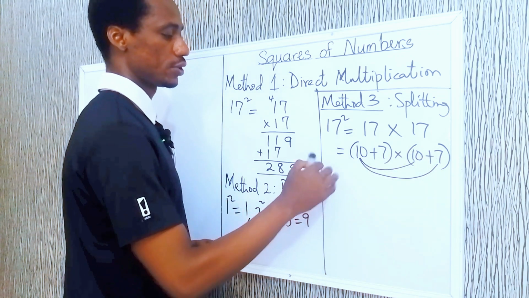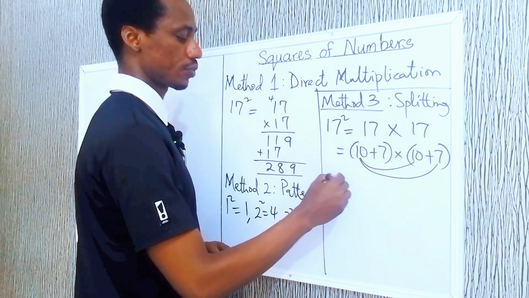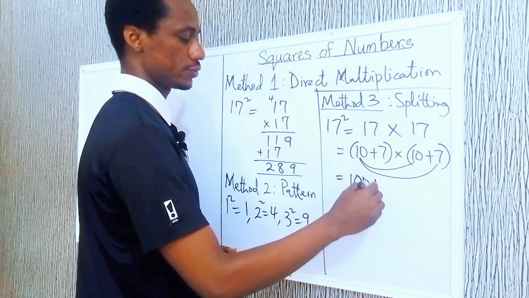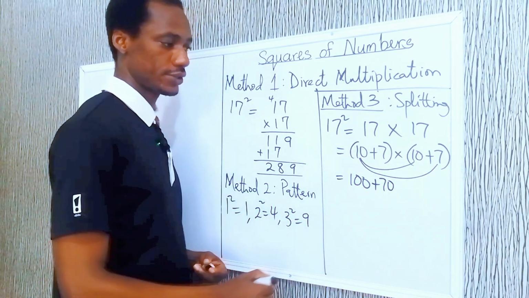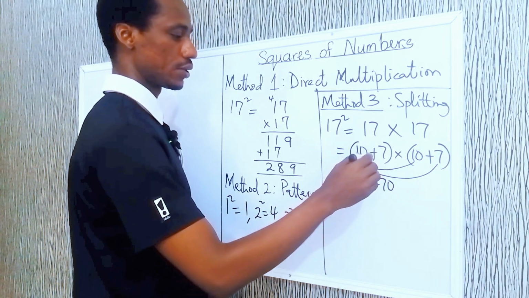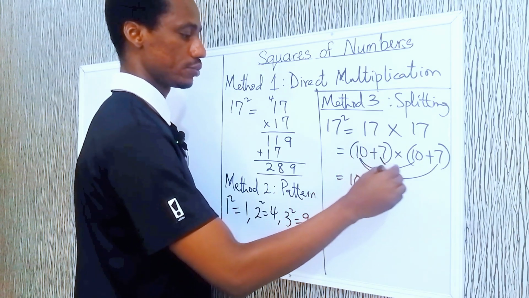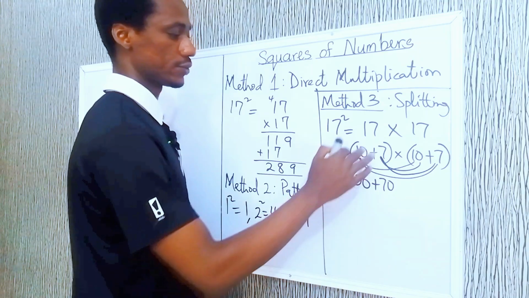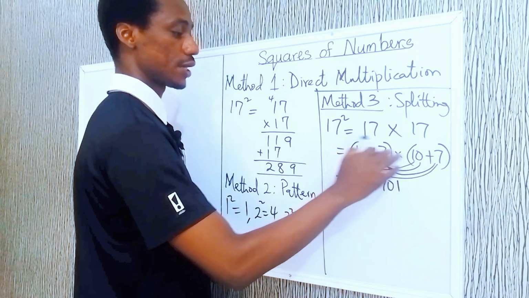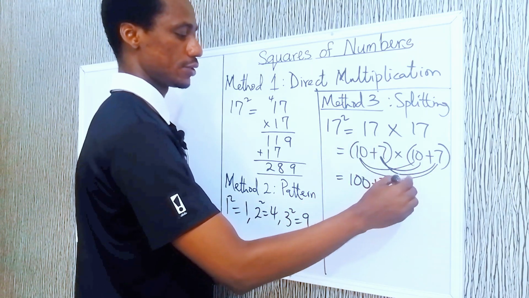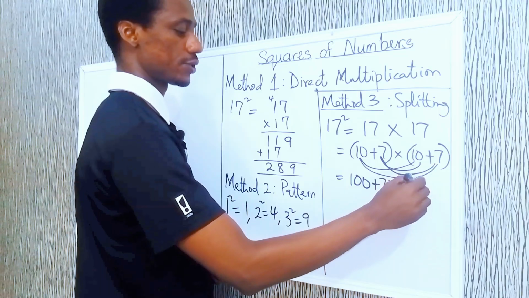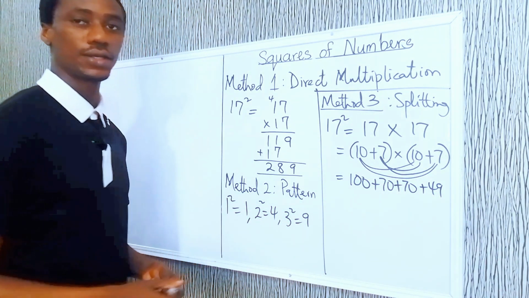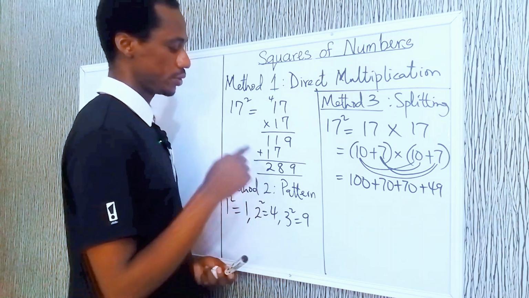So I have 10 times 10, which is 100. I have 10 times 7, which is 70. I'm done with that. Then I'll take this 7, multiply 10, and also the same 7 multiply 7. So 7 times 10 is 70, and then 7 times 7 is 49. Then I add all this together, and my answer will be 289.